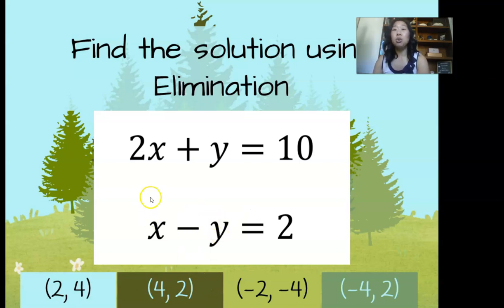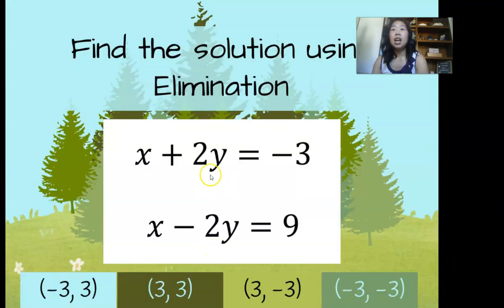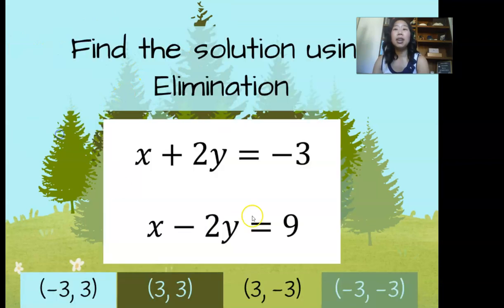So I actually don't know the answer to this, but if I were to do this in my head really quickly, I know it's probably this one. Yes, so you got the blueprints, right? Okay, so if I were to go to the next question, and I'm just going to guess one here, and let's hope it's wrong because I want to show you what happens. Okay, so this is wrong. It says, oh, it looks like you still need to clear the field. Try again. And then we're going to go through.